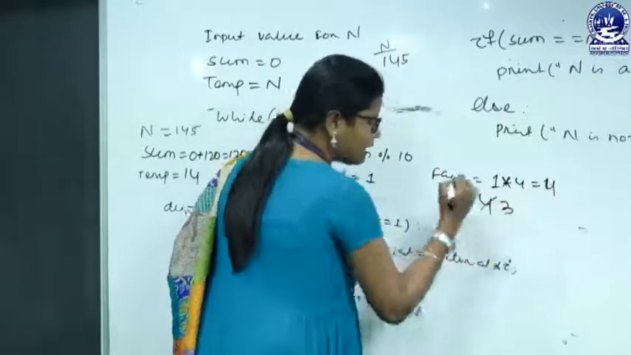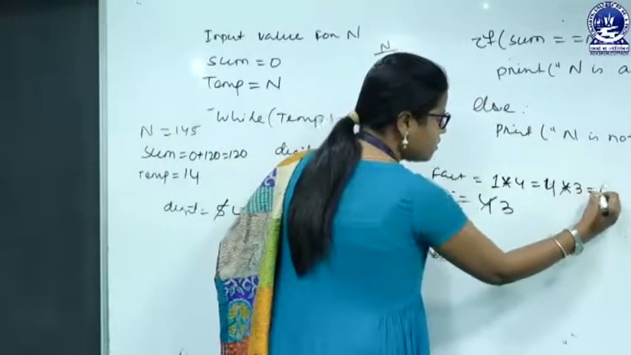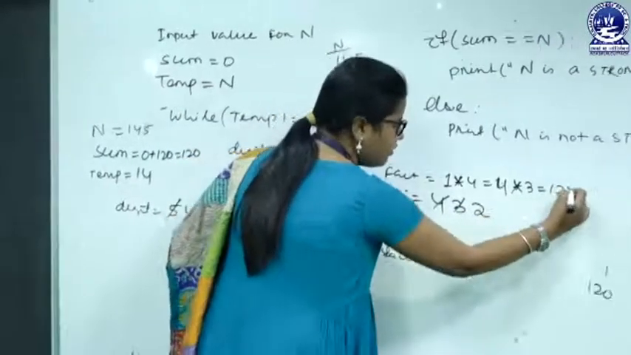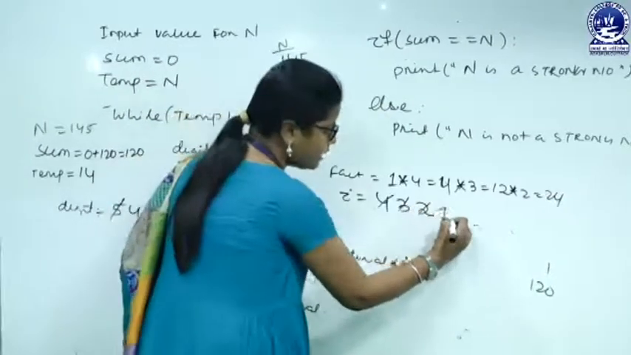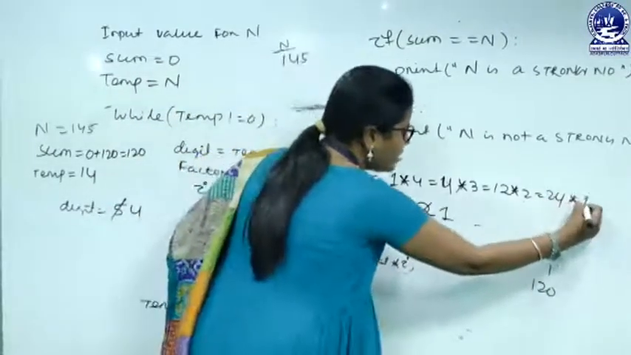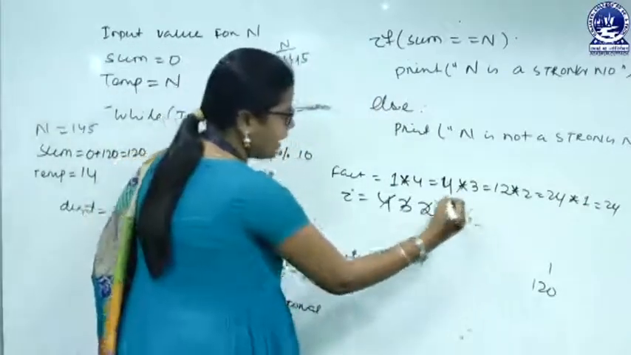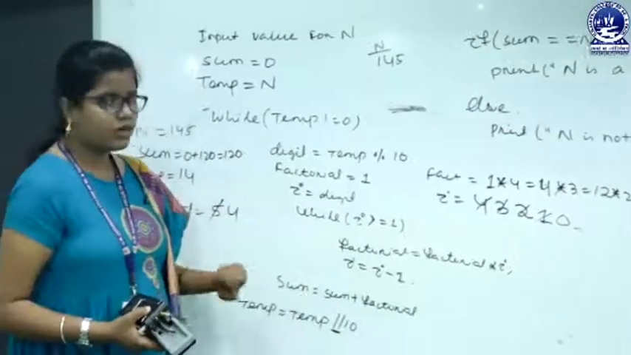Then factorial will be 1 into 4, that is 4. Then it will be decremented to 3. Then factorial will be 4 into 3, that is 12. Then it will be decremented to 2, 12 into 2, that is what? 24. Then it will be decremented to 1. 24 into 1 is what? 24. Now it will be decremented to 0. So 0 greater than or equal to 1, false. Then we will go here.